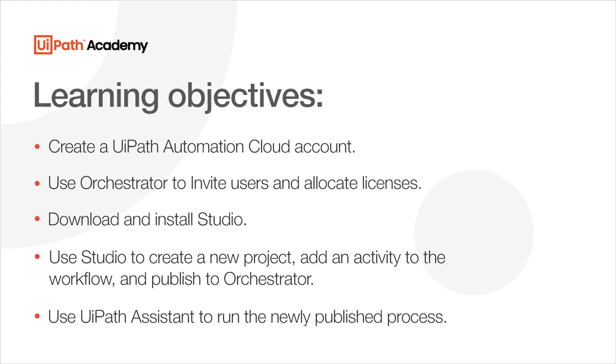To have a good understanding of what all these steps involve, we'll access UiPath Automation Cloud to create a new account and organization. Afterwards, we'll invite a new user in the group membership and allocate a license type automation developer named user. Next, we'll log into Automation Cloud as the new user, download, install Studio, and create a new process. We'll then add two activities and publish our project to Orchestrator. The last step is to run the newly published process with the UiPath Assistant.